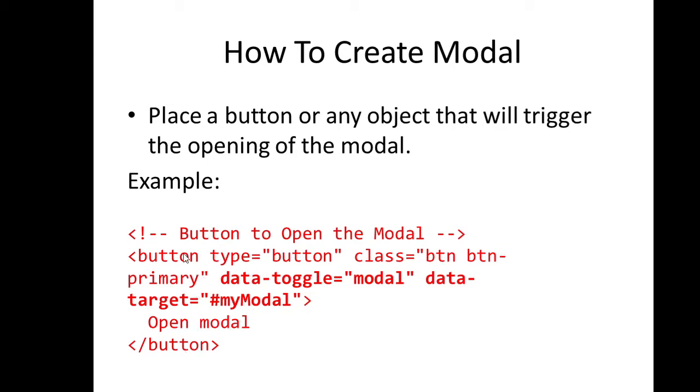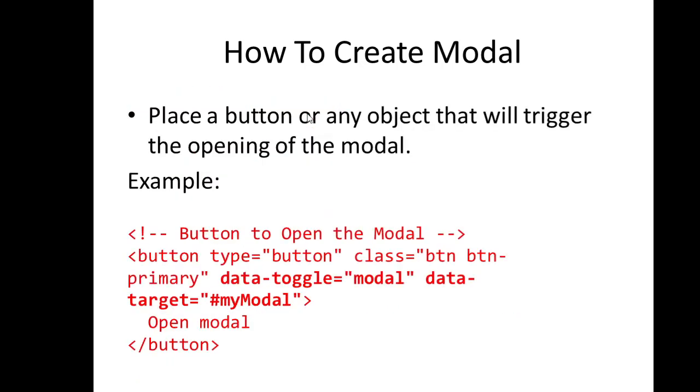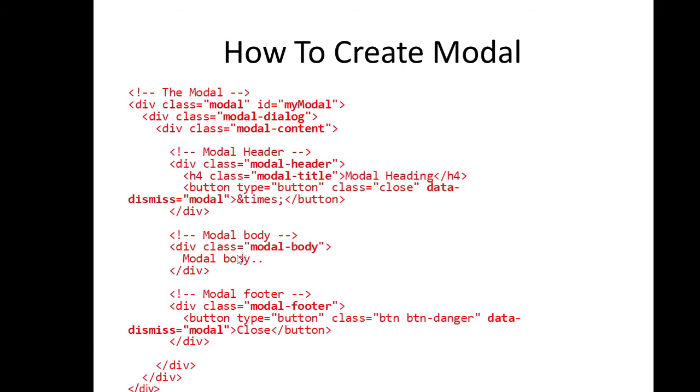In this example, we're going to use the button to open a modal dialog. And then here is the modal code to create a modal dialog. First, we have the division class equals modal, and then ID equals myModal. Again, this is the same as the target ID in our button. Inside this division is a div with class modal-dialog, and then we have modal-content.